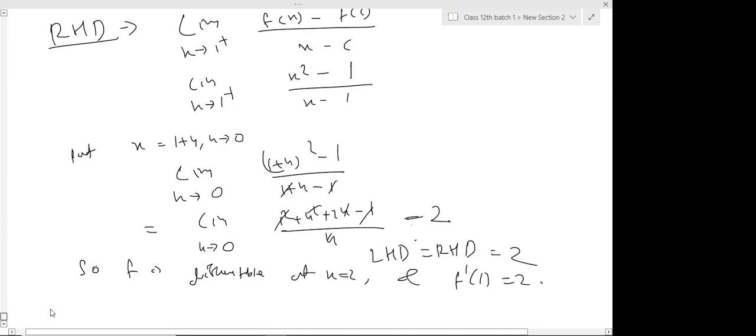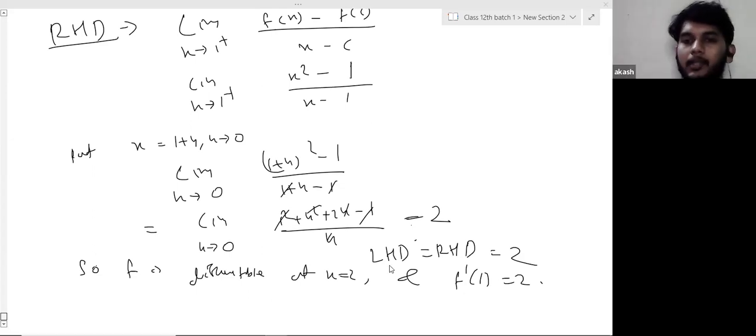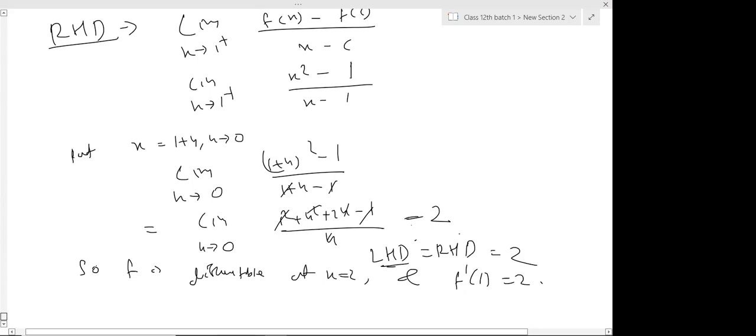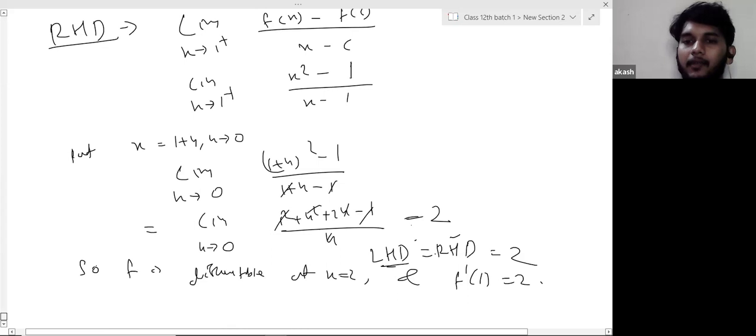So it will be 2 for any value? No, not for any value. See, we figured out LSD at which point, 1, and RSD at which point? At 1. So we just checked the differentiability at 1, and we saw that the function is differentiable. And what are they asking? To figure out the derivative at 1. So that limit itself is called the derivative.